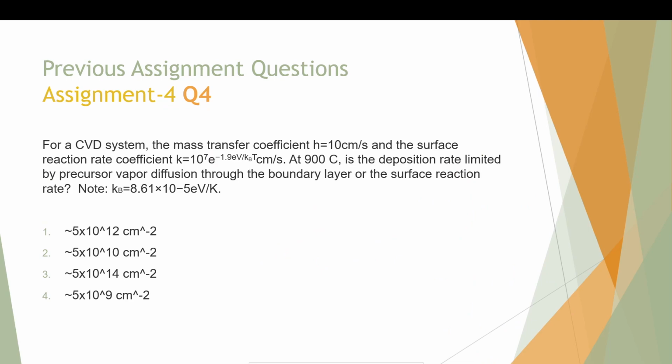Okay, so this is from assignment 4. This series of questions were, I guess, in continuation. This is for CVD. The mass transfer coefficient is given and the surface reaction rate coefficient is given. In CVD, if you remember, we are depositing material on top of some substrate. While we are depositing the material, it has to come and sit on top of the substrate, but there will be a boundary layer that is formed.